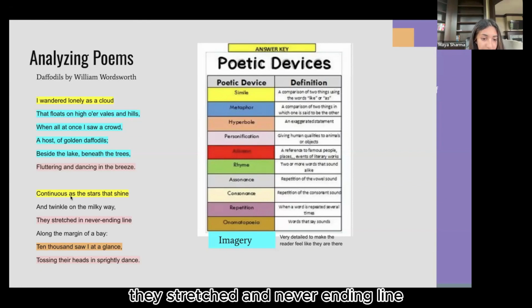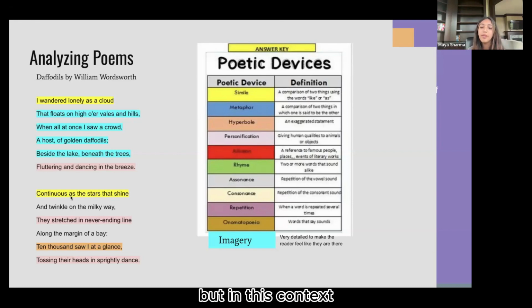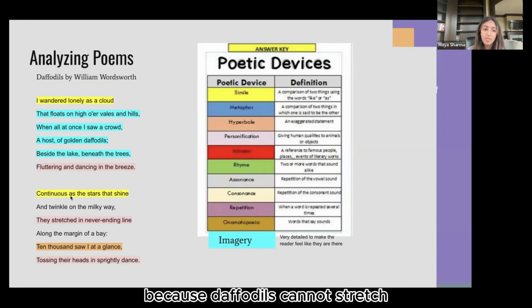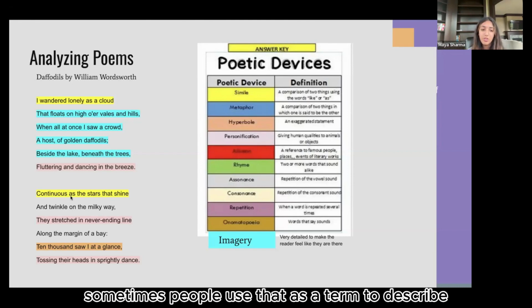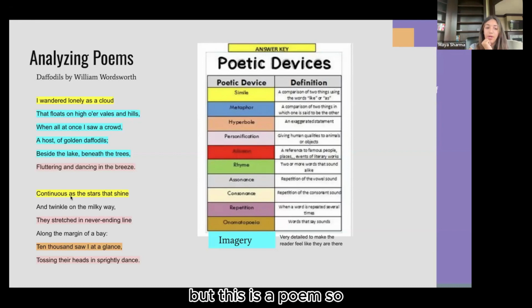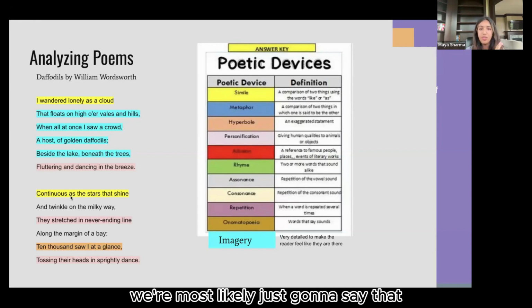They stretched in never-ending line. So this is one of the cases that I personally get a little confused on, but in this context, this would be considered personification because daffodils cannot stretch, but that could be argued against because sometimes people use that as a term to describe crops, like they stretch along a certain land. But this is a poem, so we're most likely just going to say that it's personification.